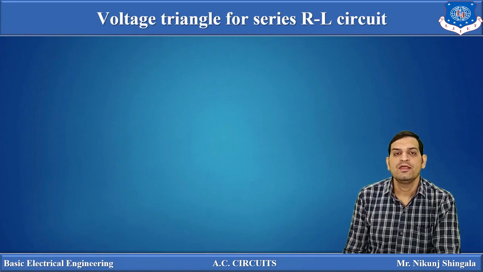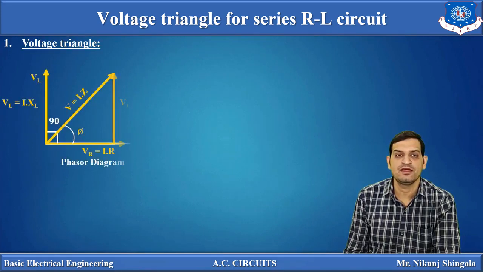So these are the total power, where apparent power is the phasor sum of active power and reactive power. Now moving towards the voltage triangle for a series RL circuit. To draw the voltage triangle, we should first have the phasor diagram of the series RL circuit, which we have already discussed in the previous video lectures of AC circuit.